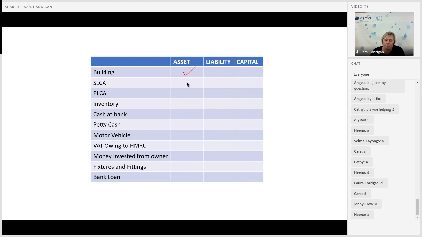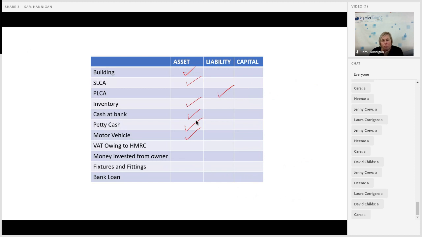Yep, asset, brilliant. Purchase ledger control account then. Is it an asset, a liability, or capital? Liability, brilliant. Inventory, so this is your stock that the business owns. Brilliant. Money at the bank. Excellent. Petty cash, there's only one answer for this. Fantastic. A motor vehicle. You lot are good.